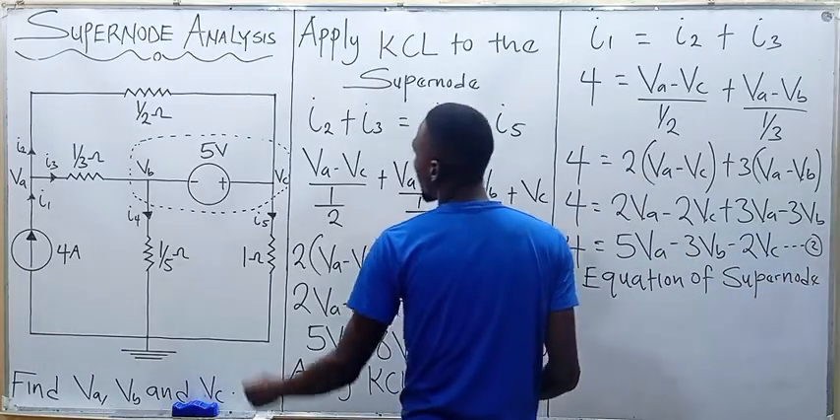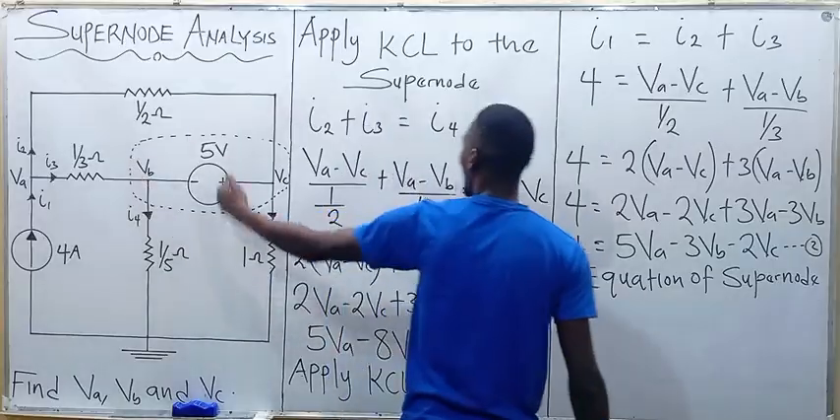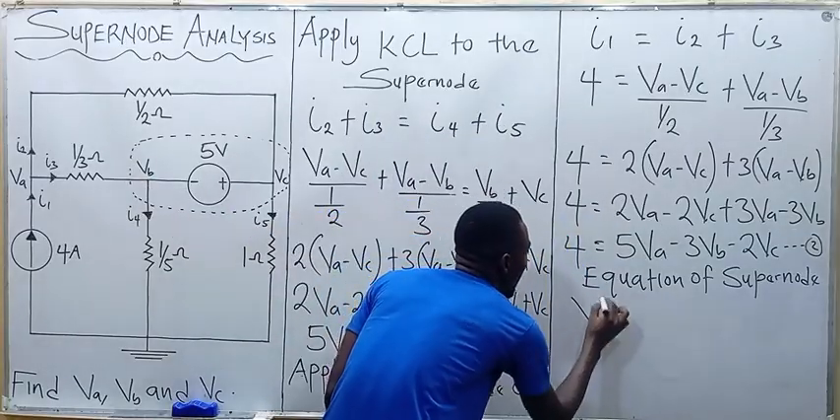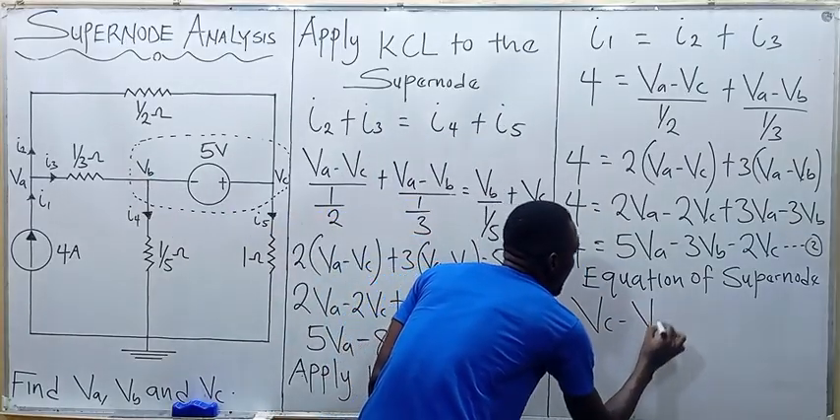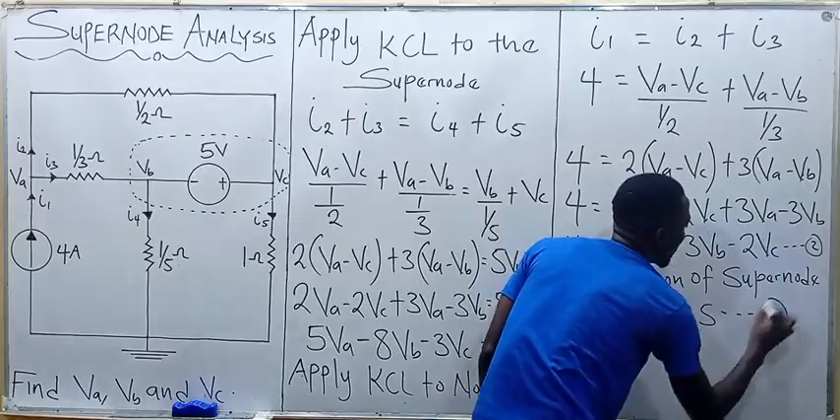All right. So, and there is going to be what? The positive part is VC minus VB equals 5. VC minus VB equals 5. So this is equation number 3.